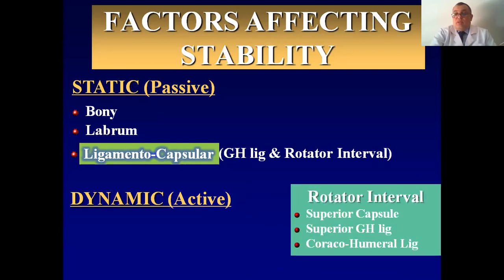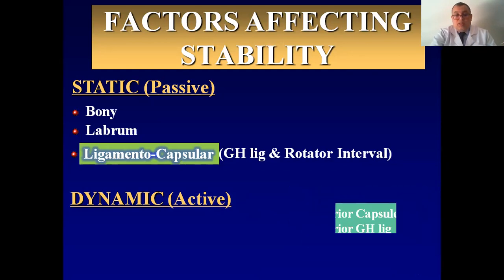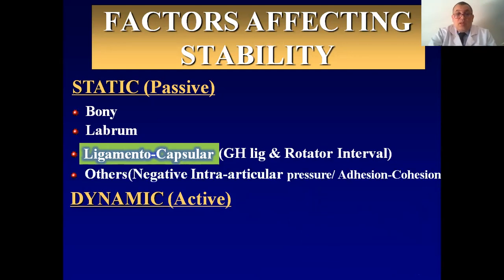The rotator interval is formed of three main structures: the superior capsule, the superior glenohumeral ligament, and the coracohumeral ligament. All these three structures add to the anterior stability of the shoulder, preventing any anterior translation of the head. Other static factors that add to the shoulder stability include the negative intra-articular pressure and adhesion cohesion.